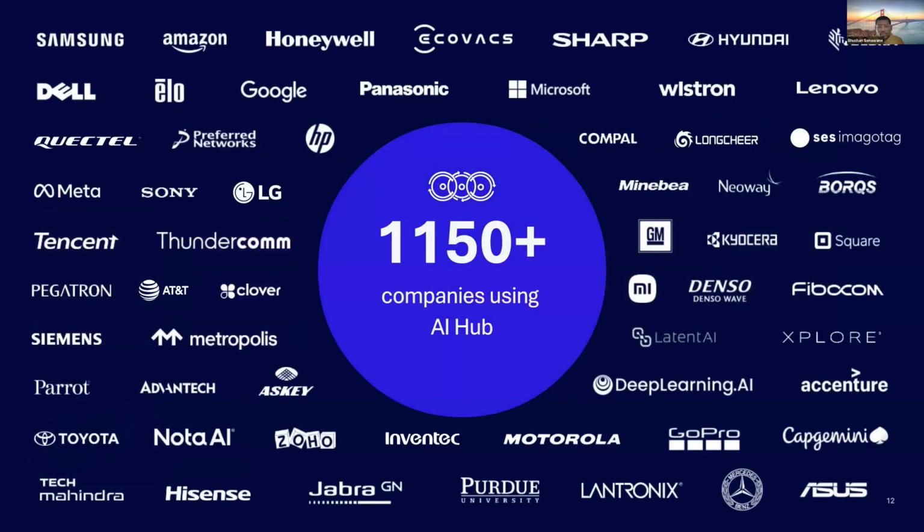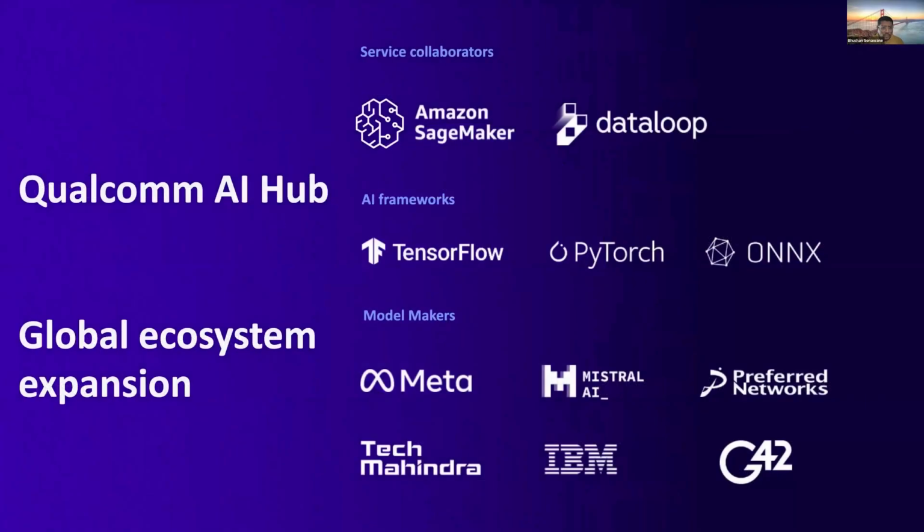As of today, more than 1,100 companies are using AI Hub in their ecosystem. That includes end-to-end shipping the models in their products as well. Recently at Snapdragon Summit, we also announced our global ecosystem expansion with some service collaborators, AI frameworks, and model makers. I'd like to specifically point out the Amazon SageMaker collaboration, where right now you can train your own model with Amazon SageMaker and then deploy using AI Hub.